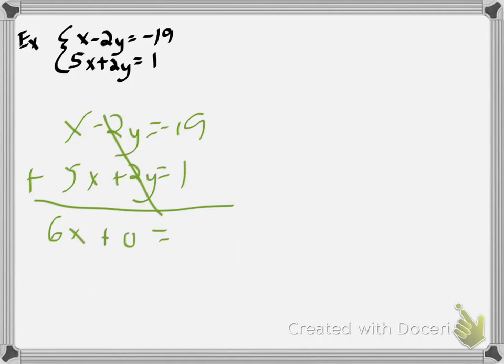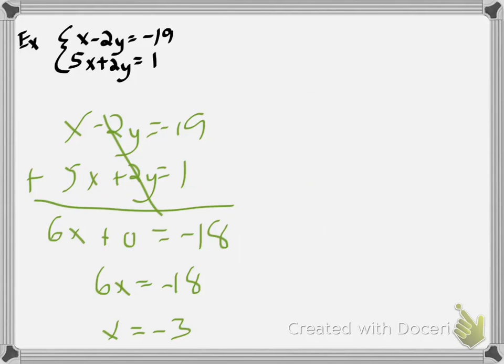And then negative 19 plus 1 is negative 18. So here we have 6x equals negative 18. Now you should know that x is going to end up equaling negative 3. And that's our whole goal, is to get rid of one of the variables by just adding or subtracting so that we just have one left over.